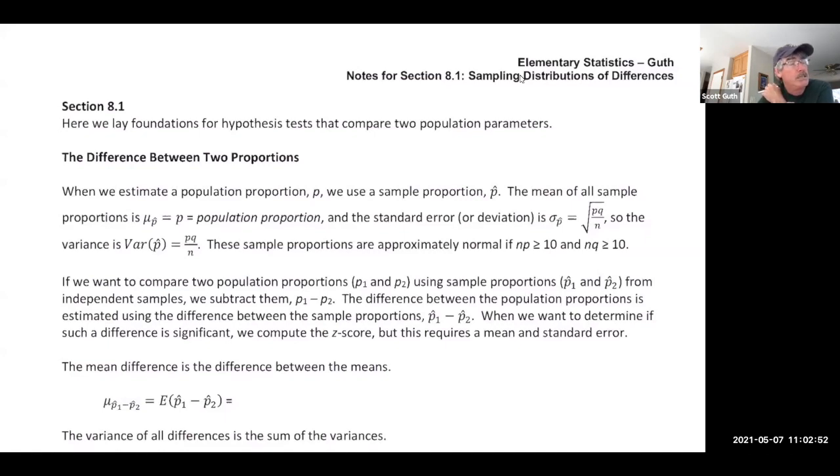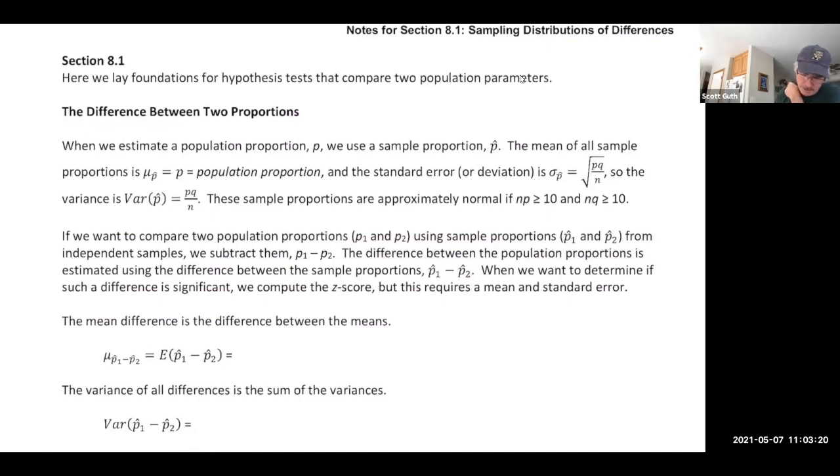Okay. But I think we can go ahead and jump on in now. This lesson will basically develop the formula for our test statistics. It'll be Z when we work with proportions and T when we work with means, because we're no longer going to pretend that we know the population standard deviations. We'll just work with sample standard deviations. Okay, so I think we can go ahead and begin here. So it says here we lay foundations for hypothesis tests that compare two population parameters, either means or proportions. So the first test we'll study is the difference between two proportions.